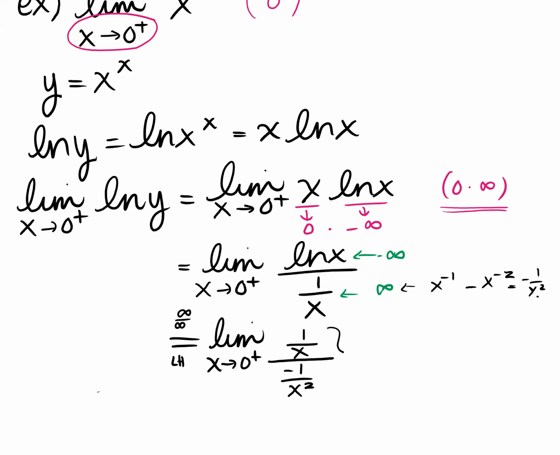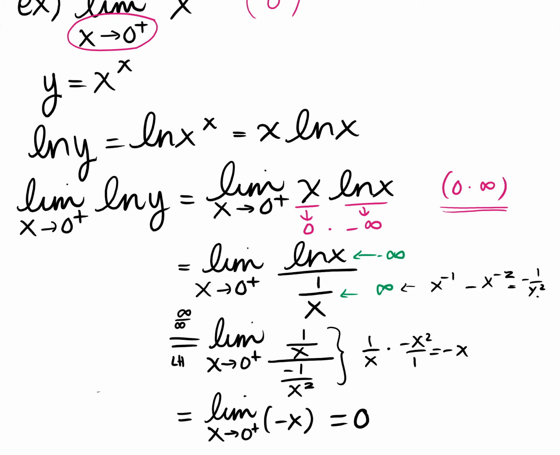Let's simplify this a little bit. This is 1 over x times a negative x squared over 1, which in this case is just a negative x. So look at what we have here then. I get the limit as x approaches 0 from the right of a negative x. So what's happening? x is obviously going to 0. A negative x, or a negative 0, is also known as 0, which we showed before in class.